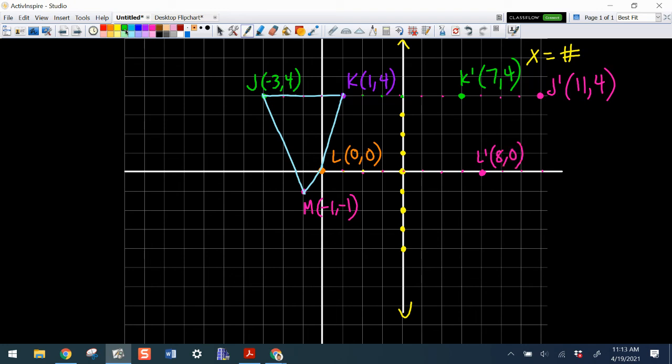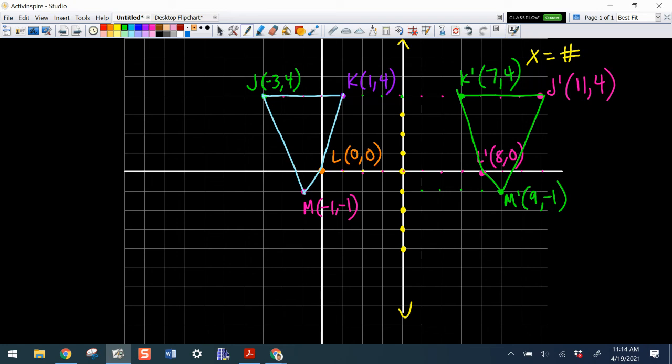And last and certainly not least, M prime. M is, I believe, located 5 units from the line of reflection. So we need to go 5 units on the other side of the line of reflection, which will be right here, and it'll be located at 9, -1. So here we have a reflection across the line x equals 4.